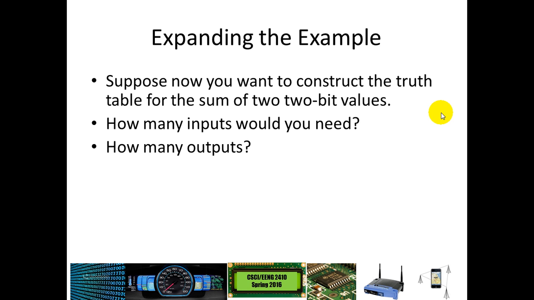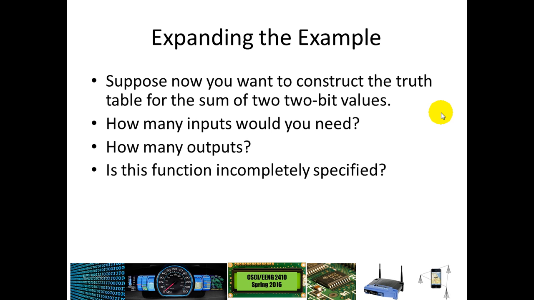But let's think about our maximum scenario. The largest value we can represent with 2 bits is 1, 1, which is binary for 3. And so if we added 3 plus 3, the value we would get is 6. And how many bits does it take to represent 6? Well, 6 is 1, 1, 0, so that would take 3 bits. So we would have to have a 3-bit output in that case.